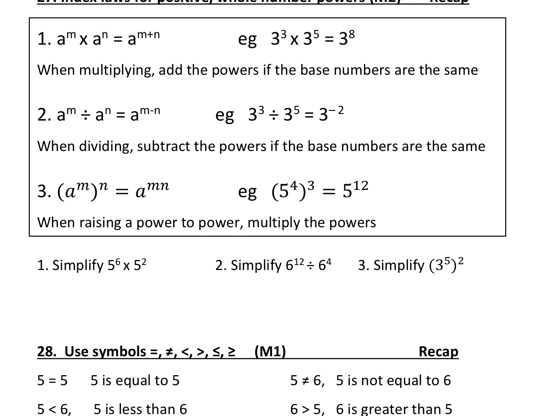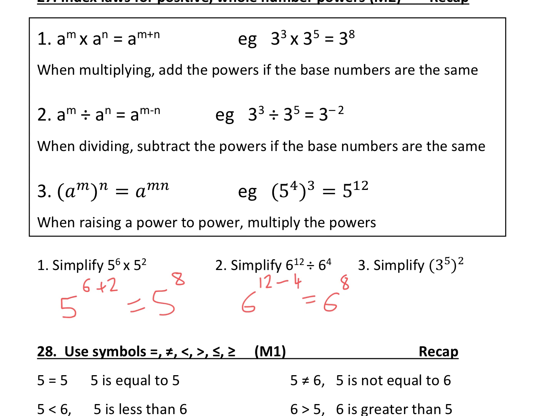So in these examples, we've got 5 to the power of 6 times 5 to the power of 2. Because the base numbers are the same and we're multiplying, we can add the powers 6 and 2 to get 5 to the power of 8. In example 2, we've got to simplify 6 to the power of 12 divided by 6 to the power of 4. Because the bases are the same and we're dividing, we can then subtract the powers. So that would be 6 to the power of 12 minus 4, which is 6 to the power of 8.